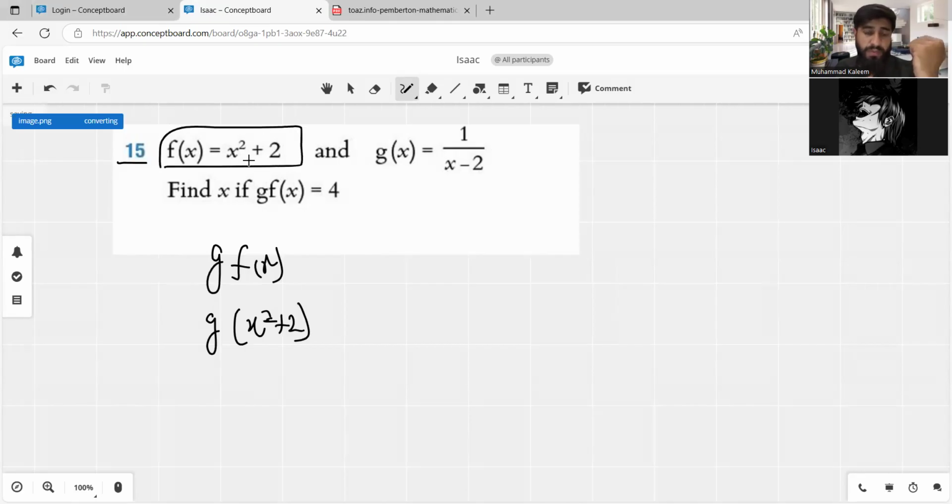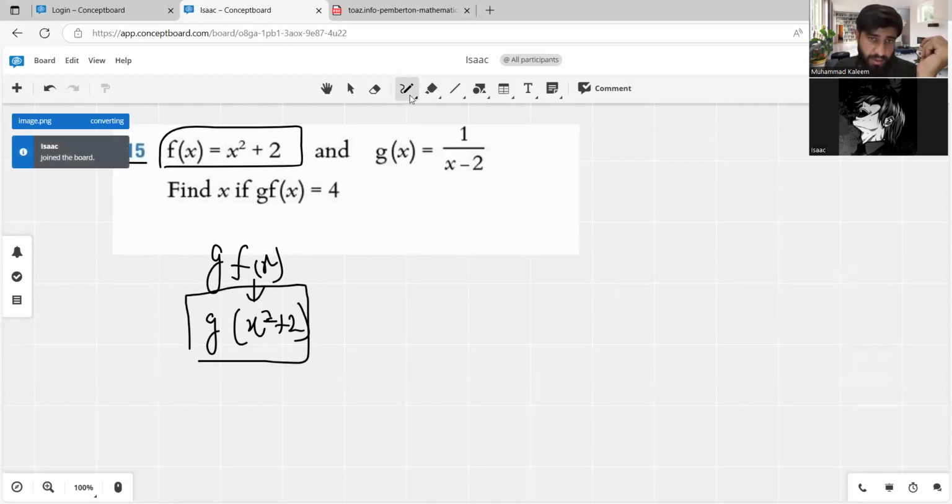What was f of x? f of x is equal to x square plus 2. Makes sense? Is it possible for me to calculate this thing? How can I calculate it? By using g of x. g of x is given to me. Yes, it is 1 over x minus 2.